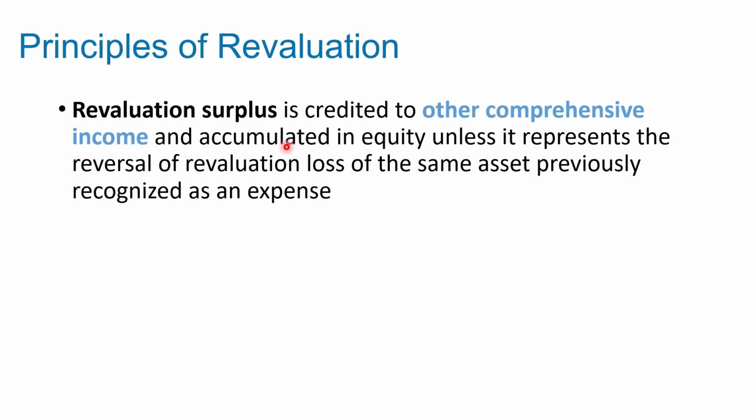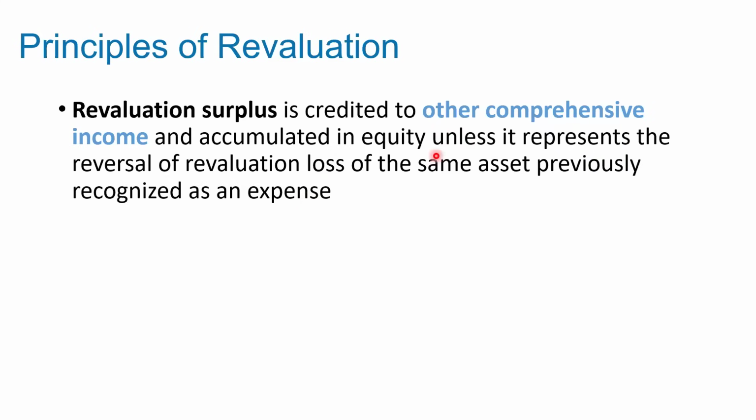So when there is revaluation surplus or revaluation reserve, what do you do to it? You have to credit it to other comprehensive income. And it should be accumulated in equity unless it represents a reversal of revaluation loss of the same asset previously recognized as an expense. Again, with these two, I'm going to take a question for it to be meaningful to you. We'll go through a question very soon.